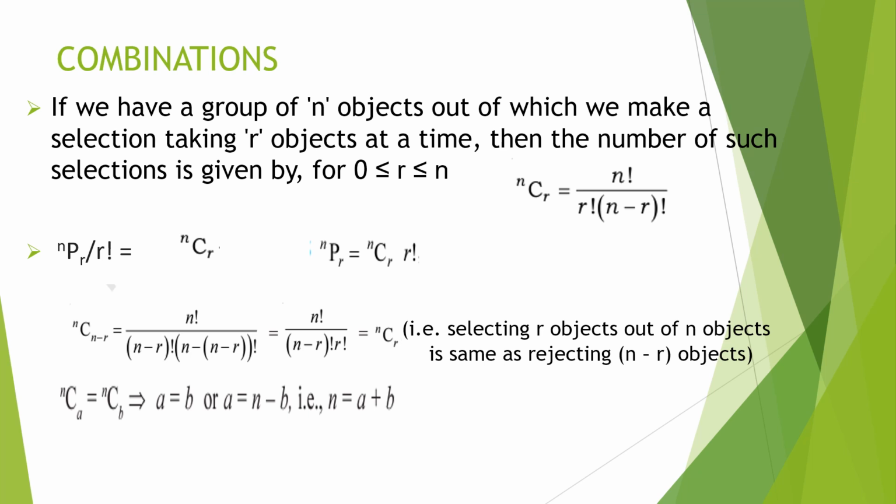That is just used in the examples. Another result is, suppose nCa is the same as nCb, that implies that a and b are the same, or you can say a is equal to n minus b. So actually in that case n is equal to a plus b. So basically what you need to remember is just the formula of nCr, which is n factorial upon r factorial into n minus r factorial.